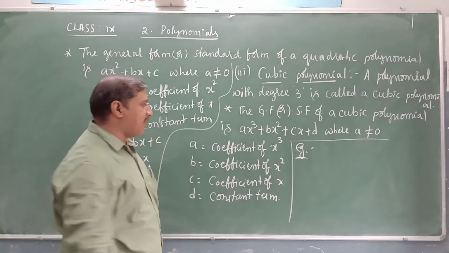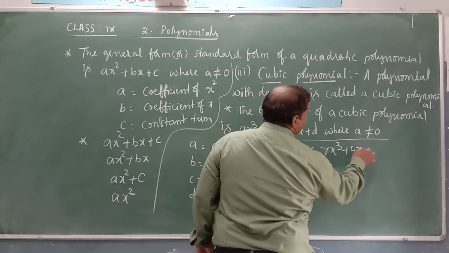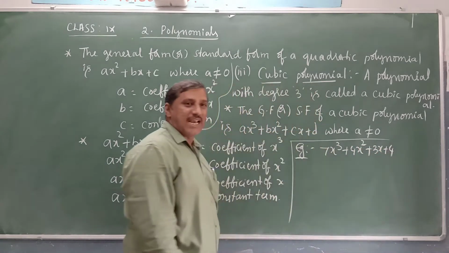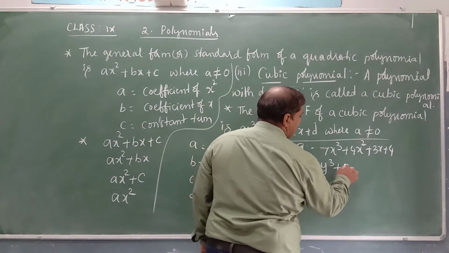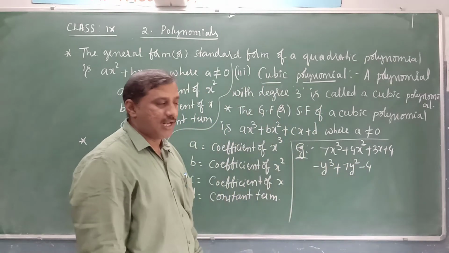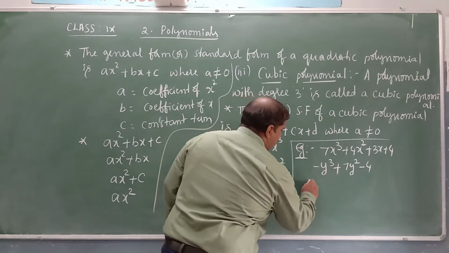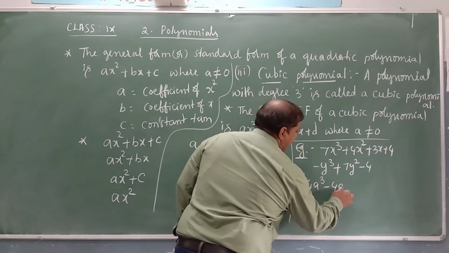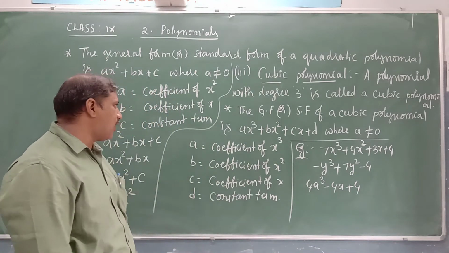Examples of cubic polynomials. Yes, 7x cube plus 4x square plus 3x plus 4 is a cubic polynomial. Minus y cube plus 7y square minus 4 is a cubic polynomial. And you can take 4a cube minus 4a plus 4, which is a cubic polynomial. All these are examples of cubic polynomials.